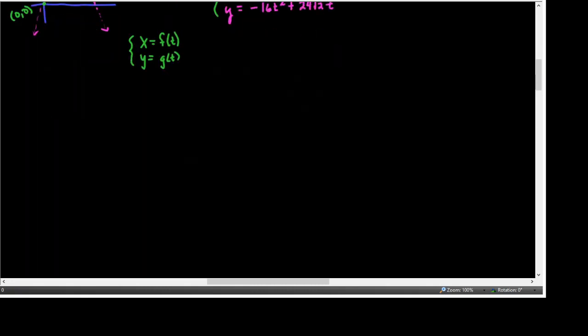We're going to sketch the curve described by the parametric equations x equals t squared minus 4 and y equals t divided by 2. And furthermore, we're given a domain statement about t. We're going to have t start at -2 and go to 3.